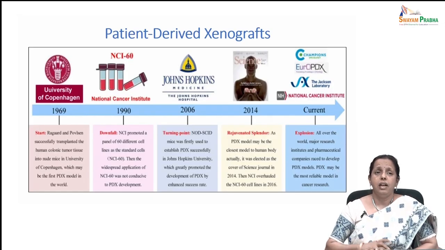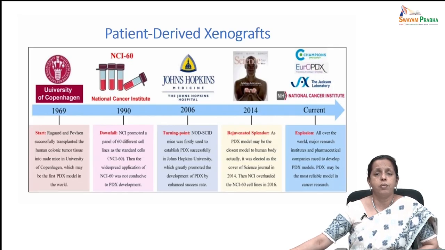In 1969, Rygaard and Povlsen successfully transplanted human colonic tumor tissue into nude mice. They did it at the University of Copenhagen, and they established the first PDX. However, until 1990, because of the NCI-60, as I mentioned before, the use of mouse models was not promoted, because of harm or injury to the animals, or to minimize the usage of animals. The NCI-60 was so widely employed that its applications were everywhere, so the PDX models were not coming into line.